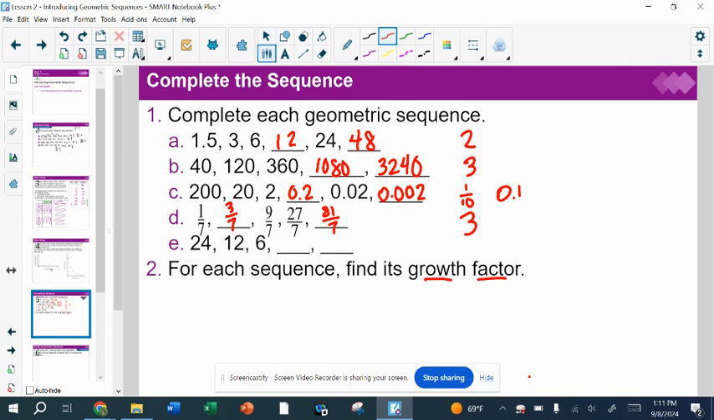For letter E, decreasing again. And it looks like it's getting cut in half. So we're going to use a growth factor of 1/2 or 0.5. I wrote the word "or" in letter C, I'm sorry. 24 to 12 to 6, this would go to 3. And then either 1.5 or you can use 3/2.